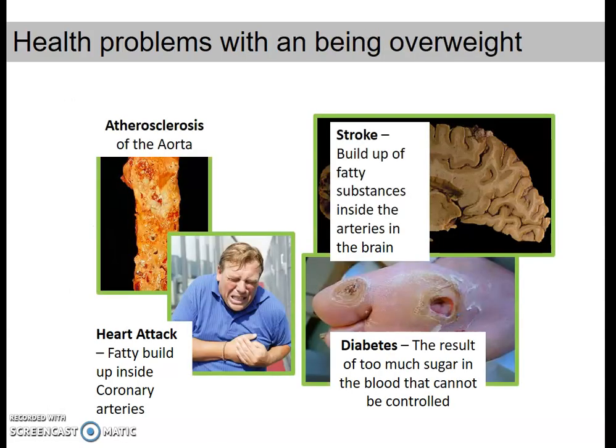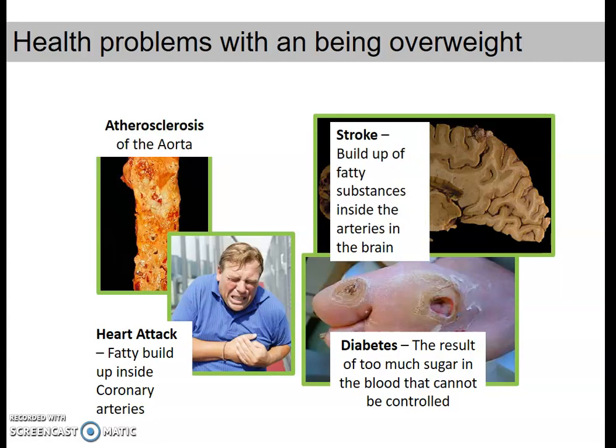When we look at health problems specifically for overweight, there's 4 main ones. You can have stroke, which is due to the buildup of the fatty acids inside the arteries, and it can also affect the brain as well. Atherosclerosis of the aorta, that again is linked to the buildup of fatty acids. You've got heart attack, again the fatty buildup inside the coronary arteries. So a lot of this is linked to the fatty buildup. So you're having too many fats.